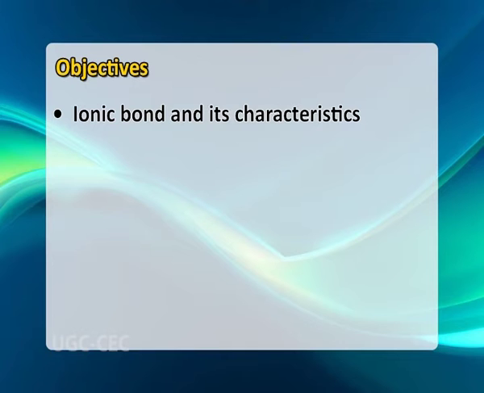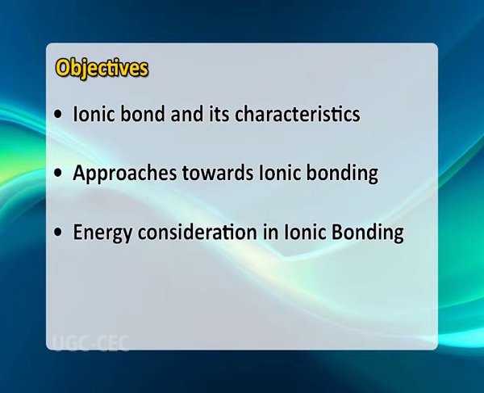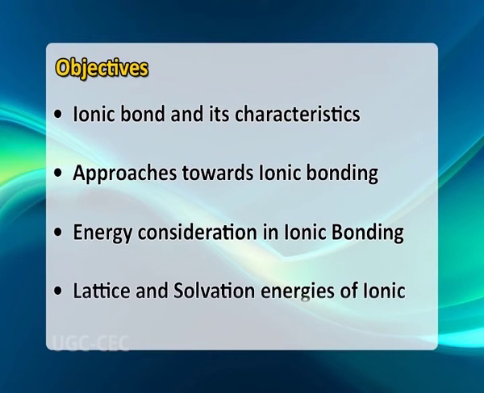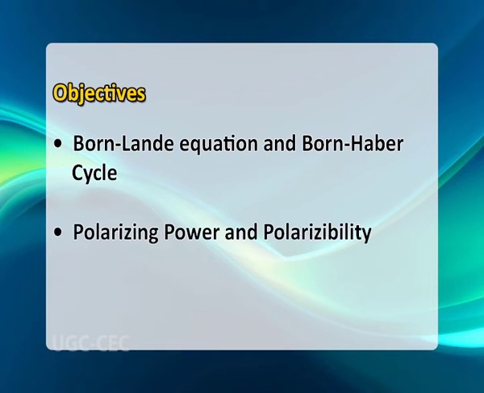Welcome students to this lecture of the unit Chemical Bonding and Molecular Structure. In this lecture, we will discuss the following topics: ionic bond and its characteristics, approaches towards ionic bonding, energy considerations in ionic bonding, lattice and solvation energies of ionic solids, Born-Landé equation and Born-Haber cycle, polarizing power and polarizability, and lastly Fajans' rules.